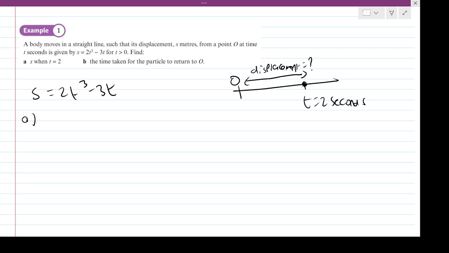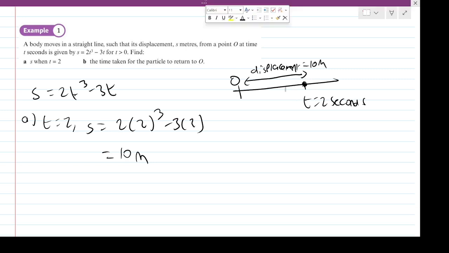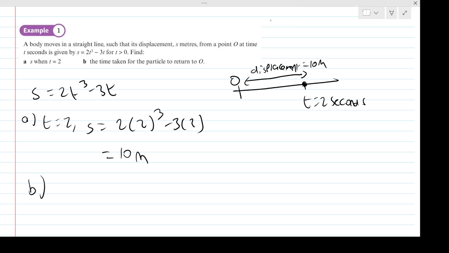Well, to work that out, it's actually not too complicated, because I just sub in t = 2. So if t is 2, then s is 2 lots of 2 cubed minus 3 lots of 2, which is 10, and that'd be 10 meters. So that's saying the displacement after 2 seconds, the object is 10 meters away from the starting point O. And so in some ways this is a bit more straightforward than previous, as we're just using functions here, we have to substitute stuff in.